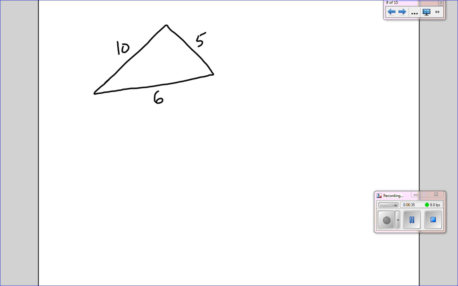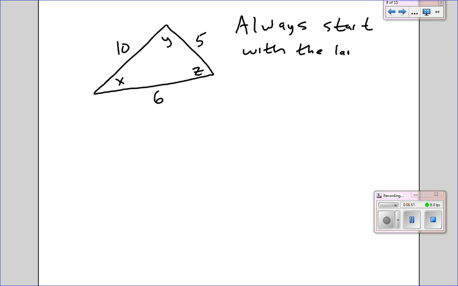All right, our third and final example that we're going to do completely together is what happens when we have a triangle with three sides and we want to know the missing angles. So once again, we're going to use the law of cosines, but this time you have to be careful. When you have three sides, always start with the largest side. And so the largest side is 10, so that'll be by itself.